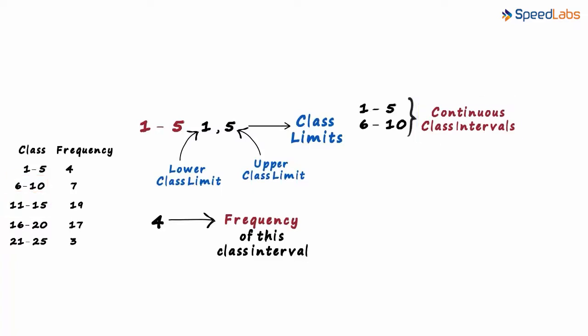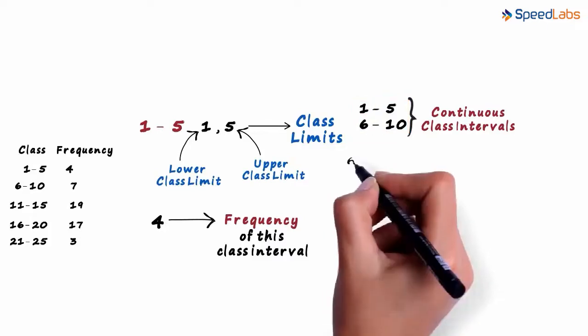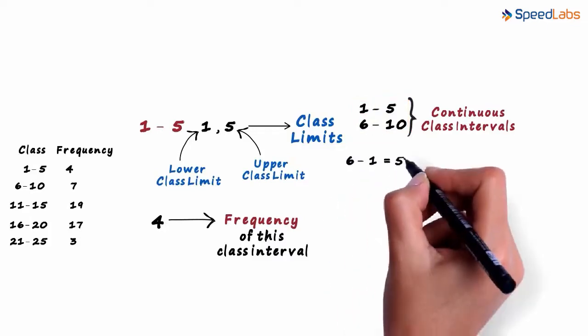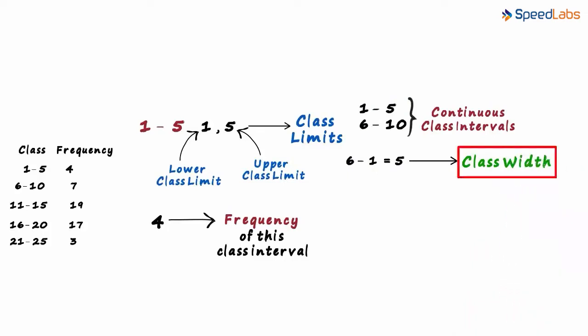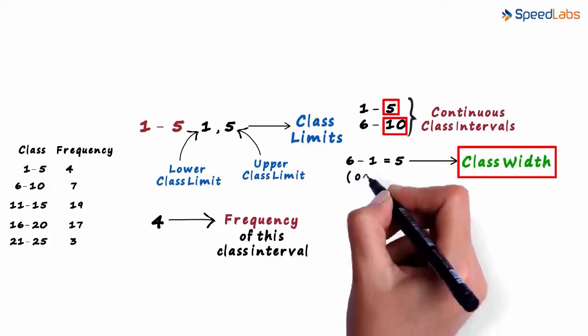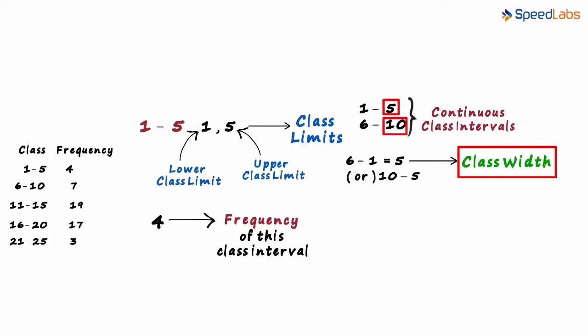The difference between the lower class limits of two continuous intervals is called the class width. 6 is the lower class limit of this interval and 1 is the lower class limit of this interval. So 6 minus 1, which equals 5, will be the class width. Class width may also be defined as the difference of the upper class limits. That is 10 minus 5.